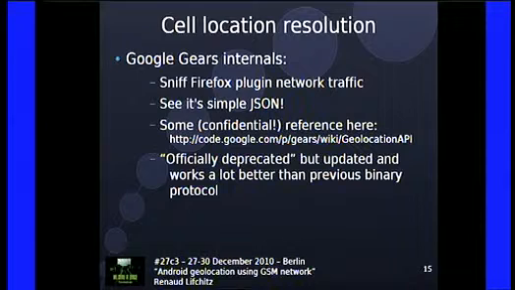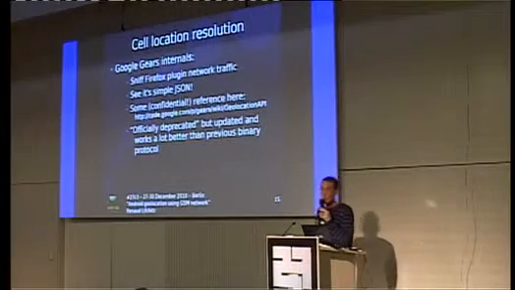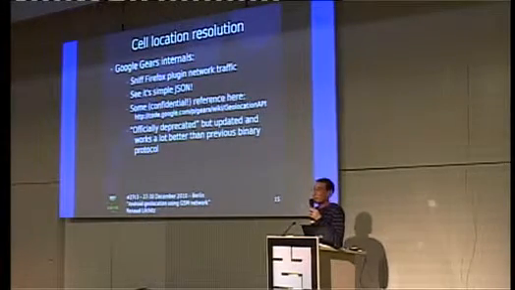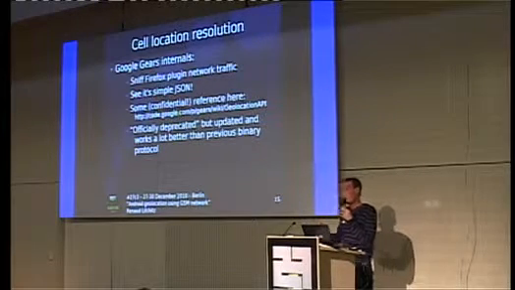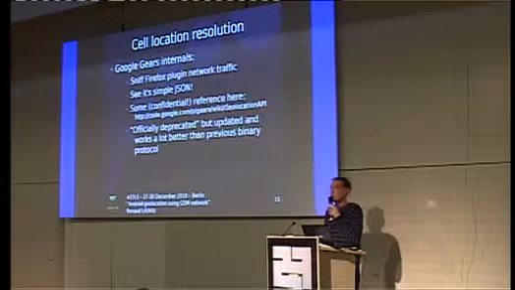Have a look now at Google Gears, the sniffing Firefox plugin. Now it's a lot easier because it's simple JSON, right? So it's plain text. You don't have to reverse engineer many things. The only problem is that it only uses Wi-Fi and basically no GSM, right? And you have a quite confidential page which talks about the Google Gears API on the google.com website. Officially, it's deprecated in the page, but it works very well. It's not buggy at all. It's easy to use, easy to understand, and it's regularly updated.